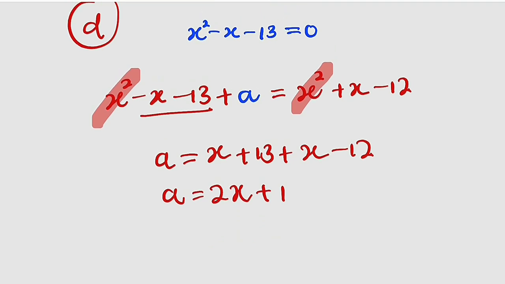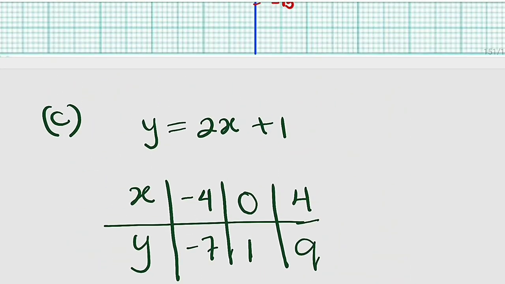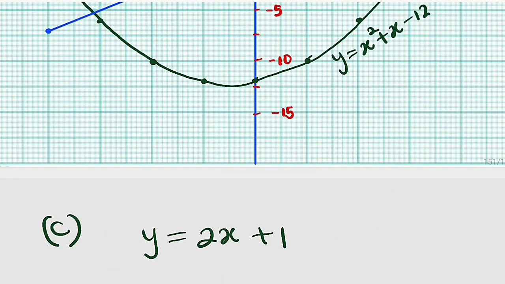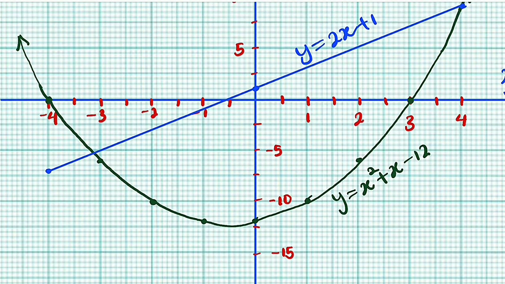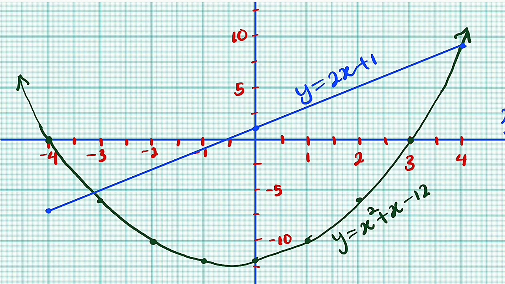But if you observe, we have already constructed the graph of 2x plus 1 previously. Just remember it is right here, right? And it is said to be this linear graph. This is why the examiner said from the previous 2 graphs. So we need to find the points of intersection.